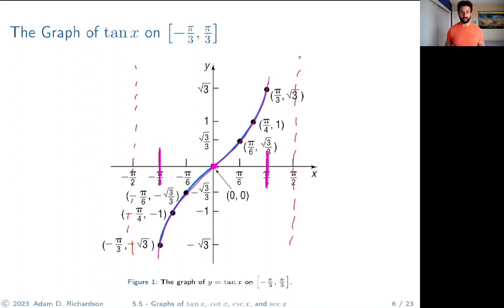Evaluate sine, evaluate cosine, compute that ratio, and that'll tell you what tangent is. So what does it look like on the whole real line? Well, remember the period for tangent is length pi. So one period is basically going to be graphed on the interval negative pi over 2 to pi over 2, and then it's just going to repeat, and then it's going to repeat, and keep going.